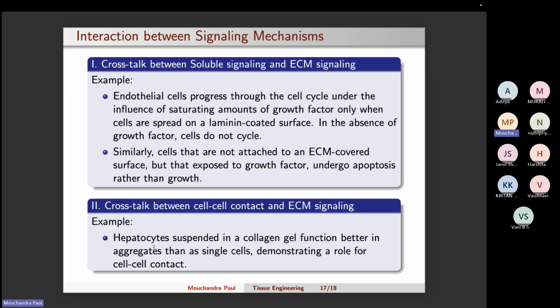They function better in aggregates than as single cells. Aggregates means many cells are aggregated together, forming spheroid kind of structures. So when spheroids are suspended in collagen, they function better rather than suspending single cells. That is how the cell-cell contact is influencing the functioning of the cell in the presence of an ECM component.